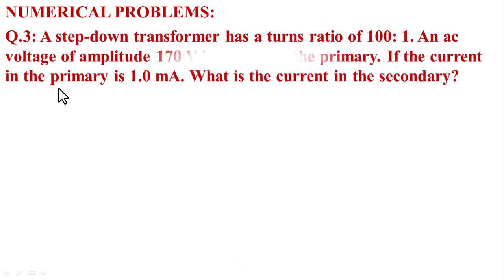Now let's start the next numerical problem. Numerical problem question number 3. A step-up transformer has a turn ratio 1:100 and AC voltage of amplitude 170 volt is applied to the primary. The current in the primary is 1 milliampere. What is the current in the secondary coil?